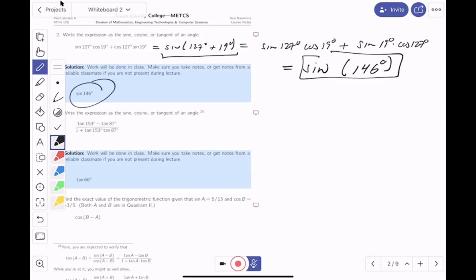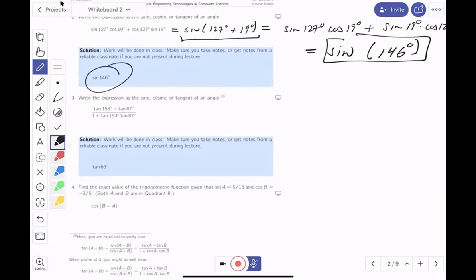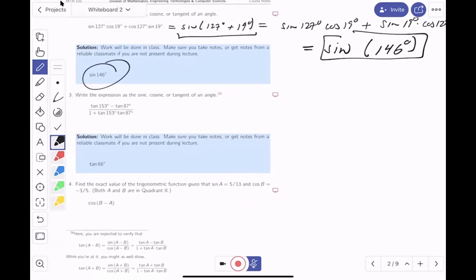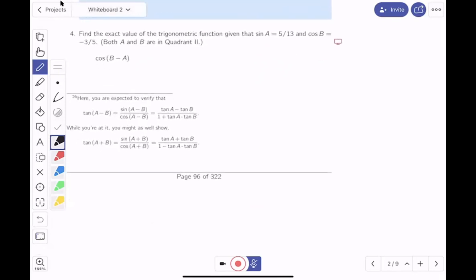All right, so I'm going to talk about number 3. And number 3, again, has something to do with those formulas: sine and cosine of a sum, sine and cosine of a difference. So let's take a look at it. There's a footnote over here. I want to point out, look at the footnotes.